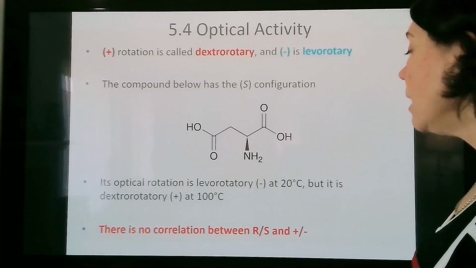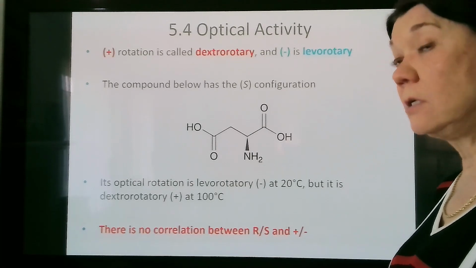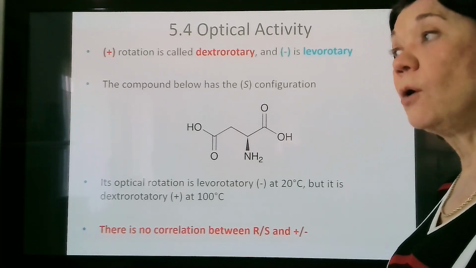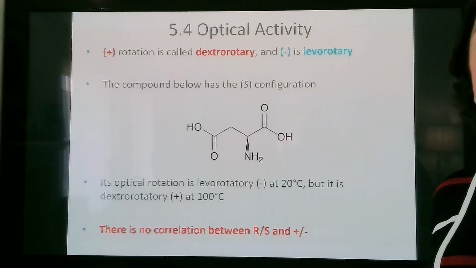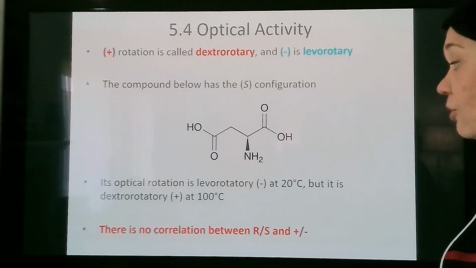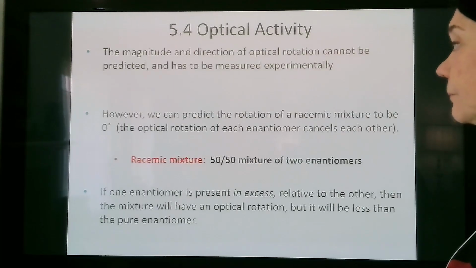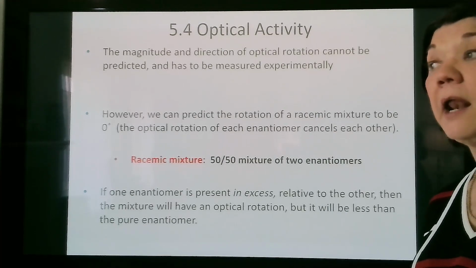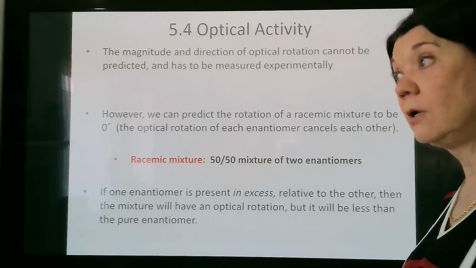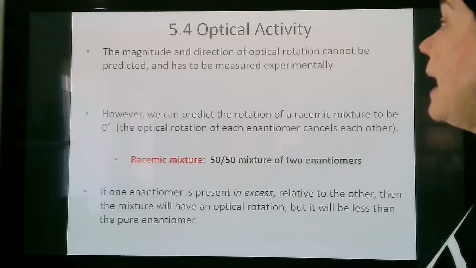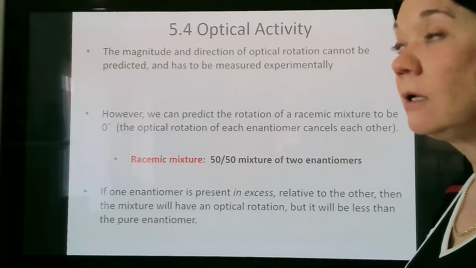Now, this optical activity, the rotation, is l at 20 degrees centigrade, but it's d at 100 degrees centigrade. So, like I was saying, there is no correspondence between temperature and wavelength. So there's no linear correspondence, and so those are not included in the equation. They have to be given, but not included in the equation. And that information, you have to either get it from the polarimeter by measuring your sample, or you have to go look it up in the literature. A lot of those are reported in the literature. The magnitude and direction of optical rotation can't be predicted. You have to measure it experimentally using the polarimeter.